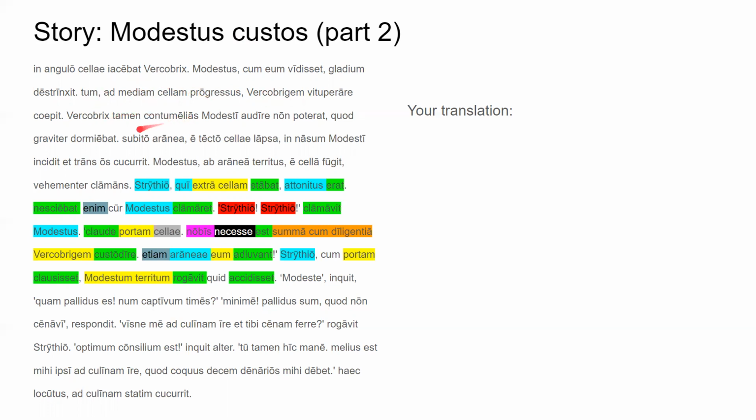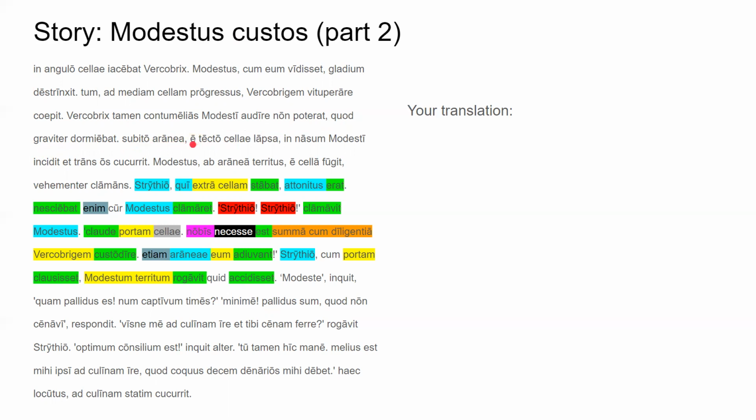Orcobrix tamen contumelias Modesti audire non poterat, quod graviter dormiebat. So Orcobrix, however, poterat, was not able, audire, to hear the bad words, the cursing, contumelias, of Modestus. So Orcobrix, however, was not able to hear Modestus's cursing, quod, because dormiebat graviter, he was sleeping heavily.